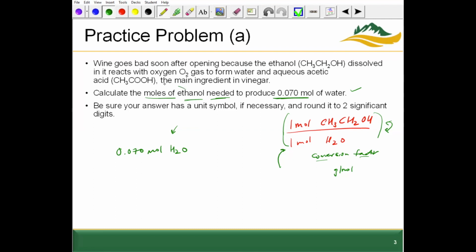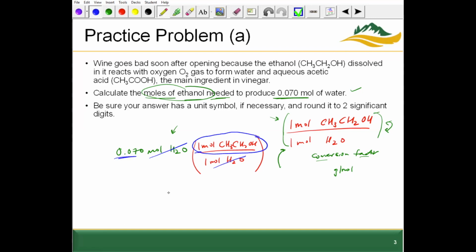Ultimately, we want to report the moles of ethanol needed here. So how do we orient this conversion factor to cancel out moles of water and just leave moles of ethanol? Well, we can use this conversion factor written out as is. We can say 1 mole of CH3CH2OH, or ethanol, for every 1 mole of water. Then we can cancel out moles of water, and we're left with just moles of ethanol. 0.070 times 1, so that's 0.070 moles of ethanol.